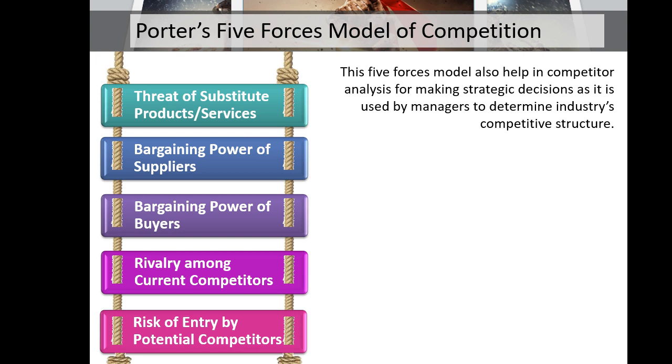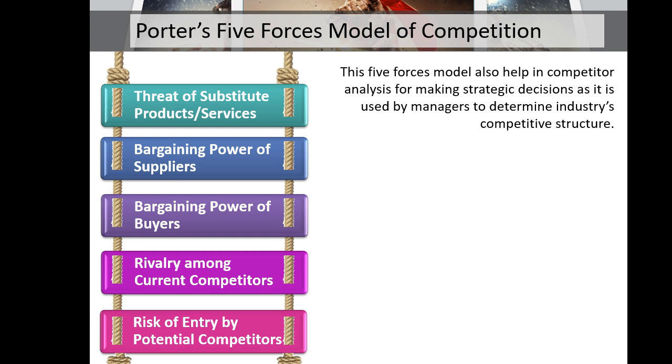The five forces model also helps in competitor analysis for making strategic decisions, as it is used by managers to determine the industry's competitive structure.